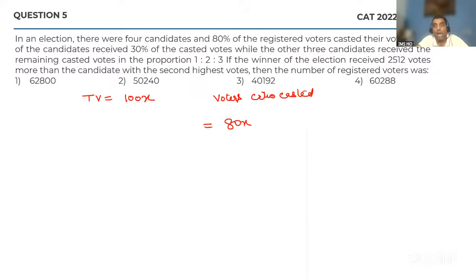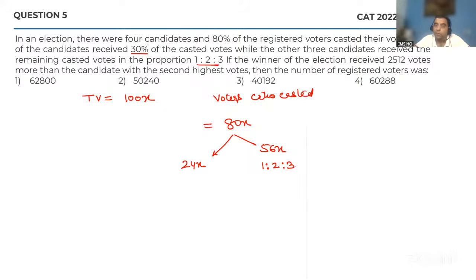Now, out of these 80x, 30% is given to one of the candidates. So 30% of 80x is given. Can I say 10% of 80x is 8x, therefore 30% will be 24x. We all know that. Therefore, 24x is given to one of the candidates, and the remaining 56x is divided in the ratio 1:2:3. That's the other three candidates, who got the votes in this ratio.